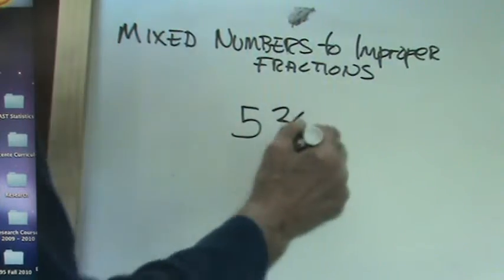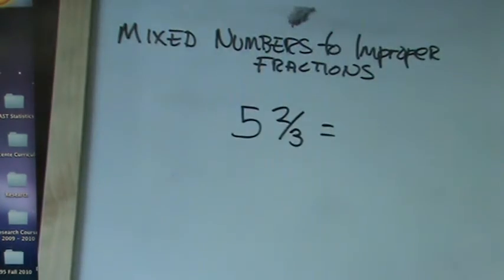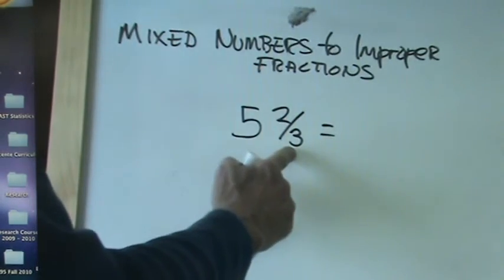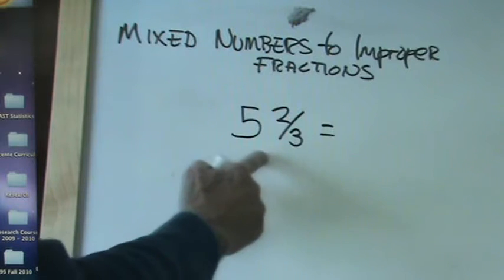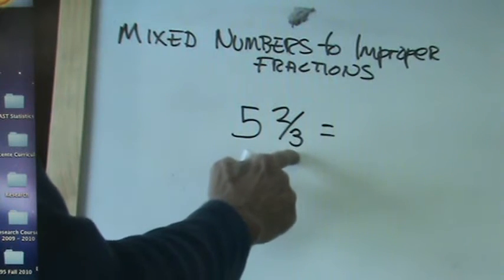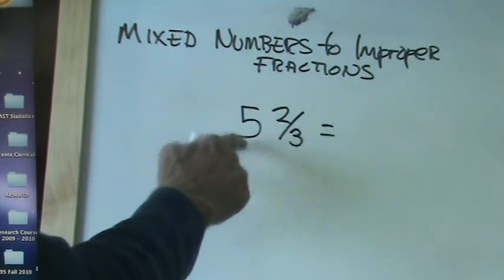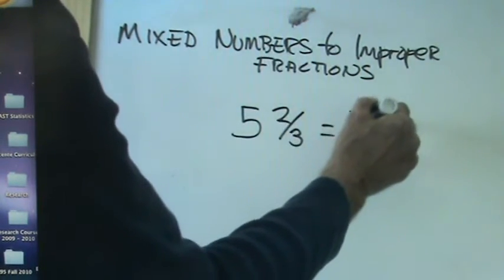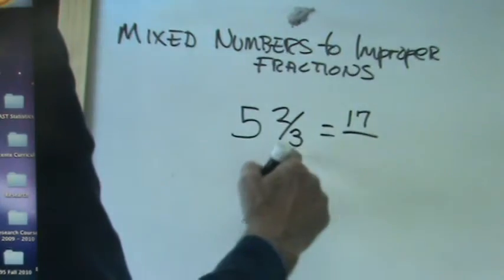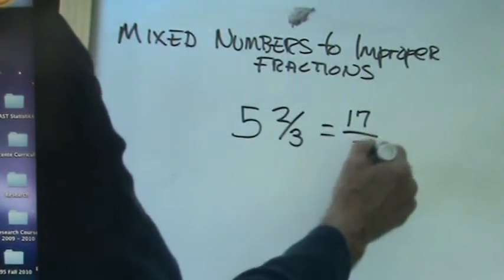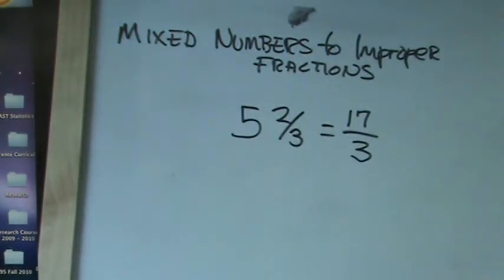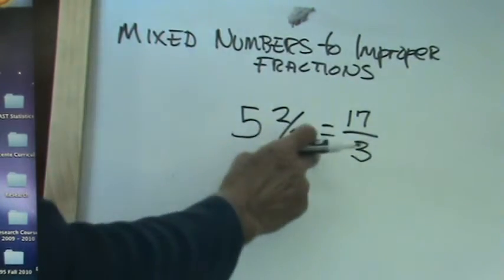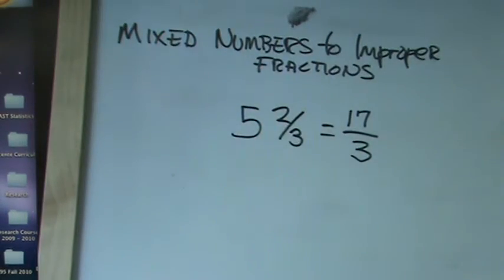5 2/3. It's a mixed number, and we need to change that into an improper fraction. Well, we multiply the denominator by the whole number. 3 times 5 is 15. We add the numerator: 16, 17. And we use the original denominator. So 5 2/3 is equal to 17/3.